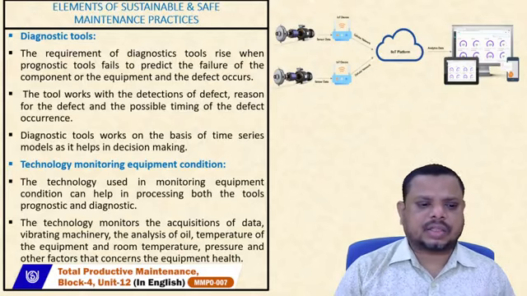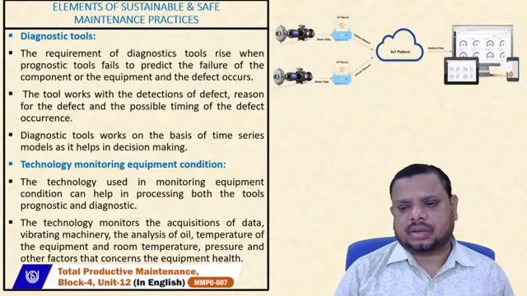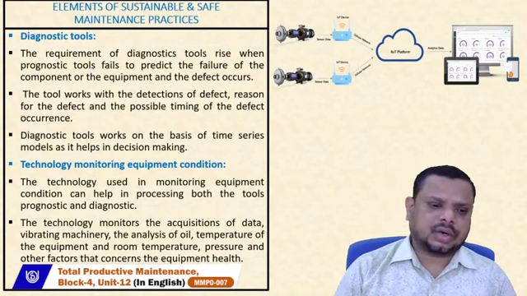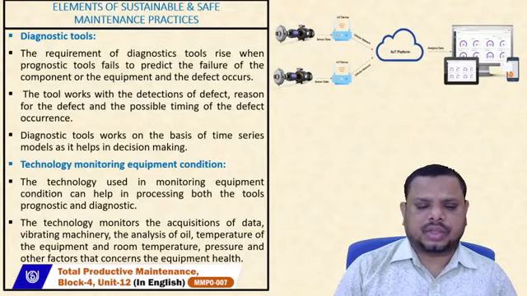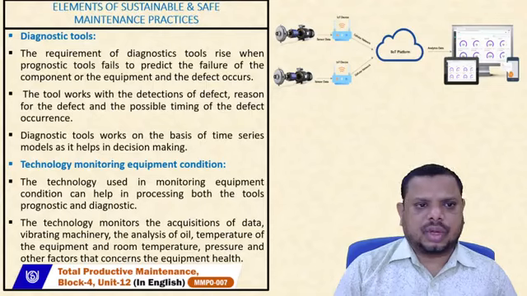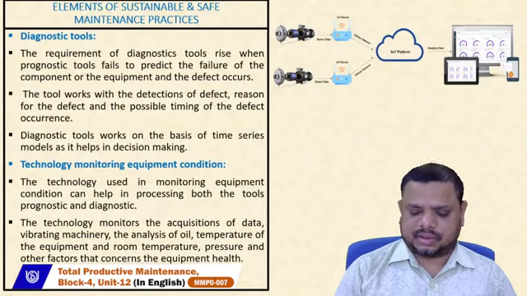And the next important part is, as I told, this technology monitoring equipment conditions, these are the tools basically used in the form of prognostics, or a combination of both prognostic and diagnostic tools. So this is all about monitoring equipment conditions, especially with reference to the element of sustainability and safe management practices.